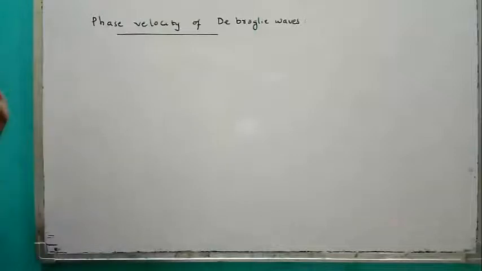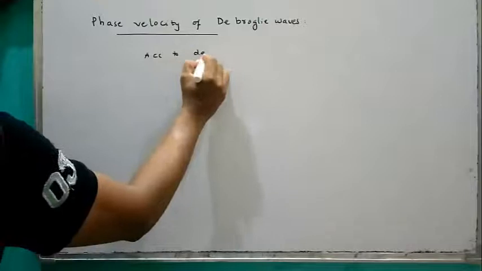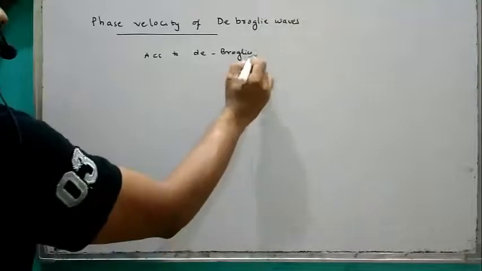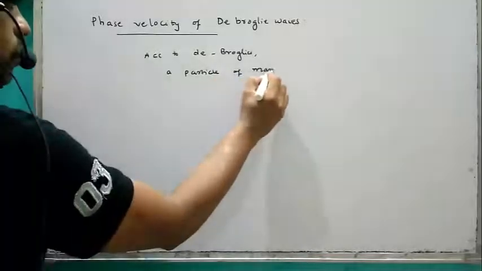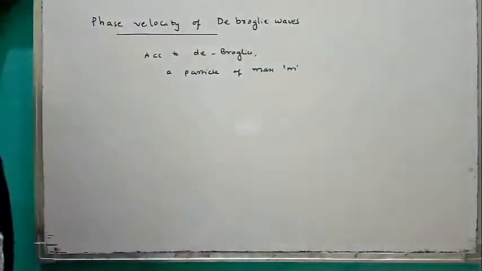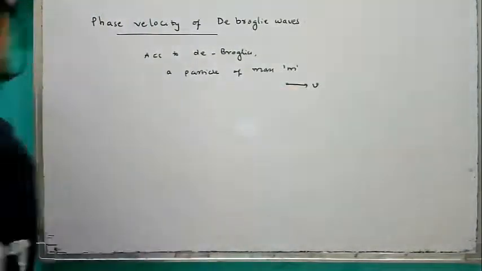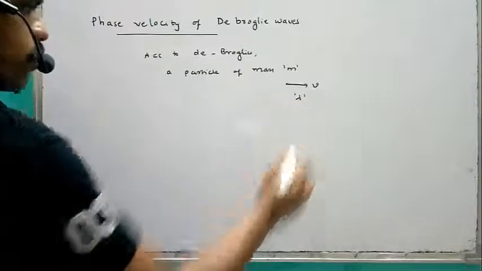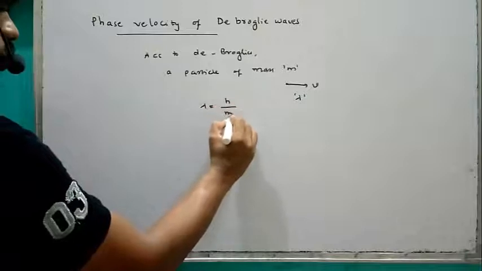Now we discuss phase velocity of de Broglie waves. Here, according to de Broglie, a particle of mass m is moving with velocity v. It is associated with wavelength lambda. Then according to de Broglie, the de Broglie wavelength equals h by mv, as we already know.